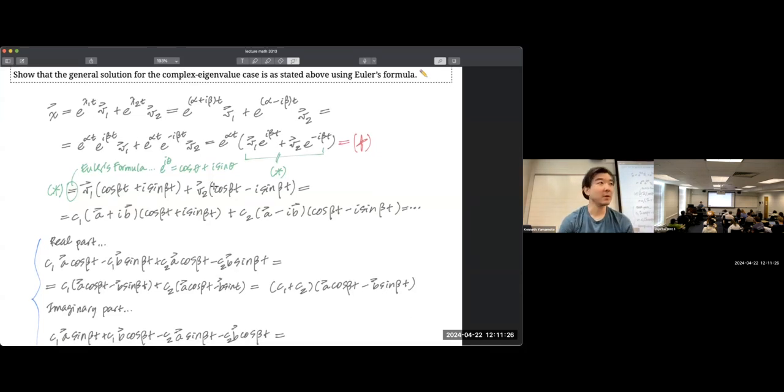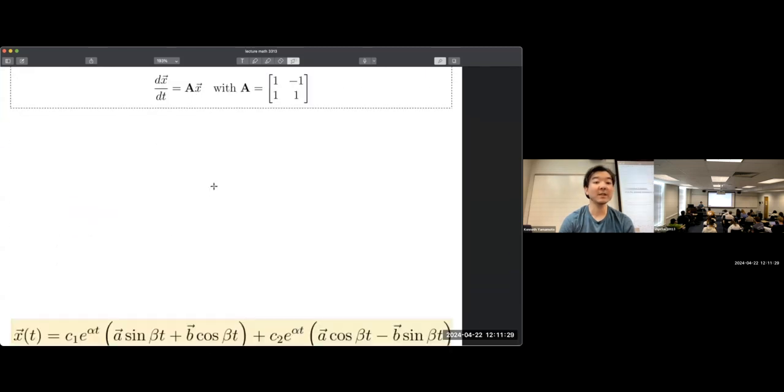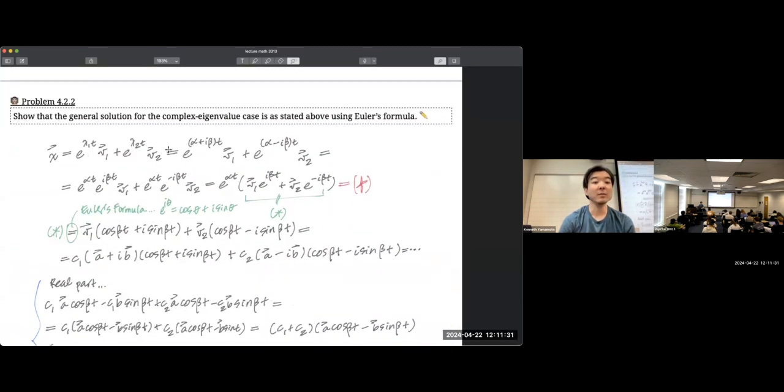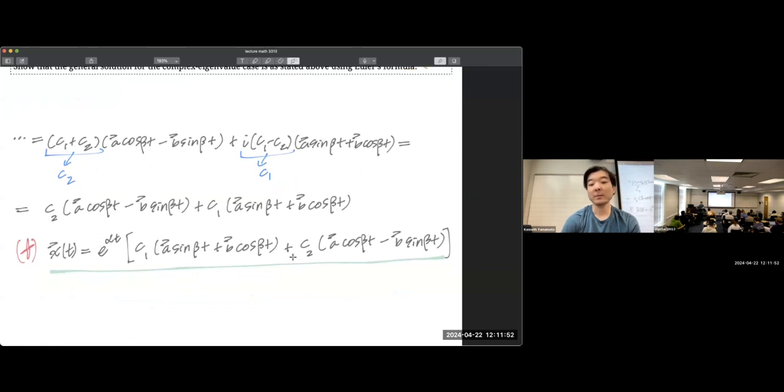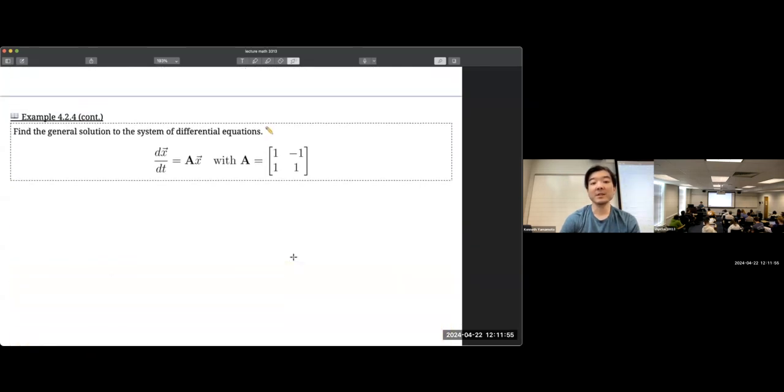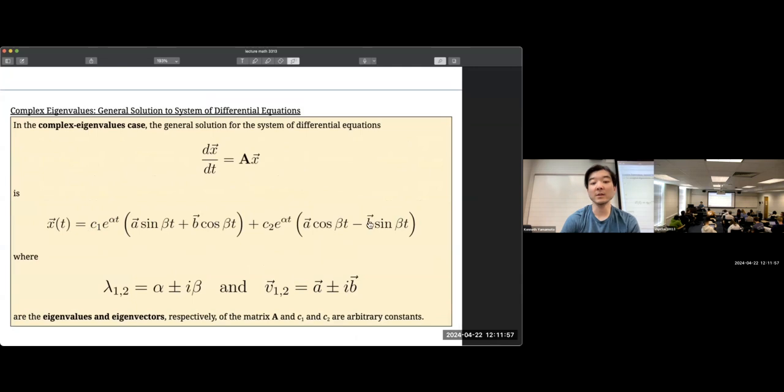You have to use Euler's formula to be able to rewrite your solution, which in general before we saw was just the e to the lambda 1 t times the first eigenvector plus the e to the second eigenvalue times t times the second eigenvector. You could take this in the case that you have complex conjugate eigenvalues and then apply Euler's formula, consolidate the real and imaginary parts, and then you'll get this final formula right here. But let's just see how we'll use this final formula with the solution we had before.